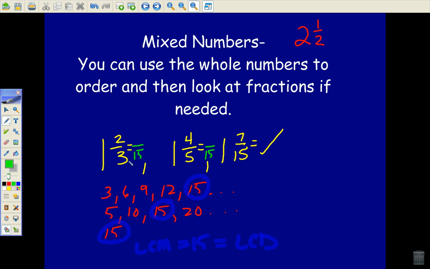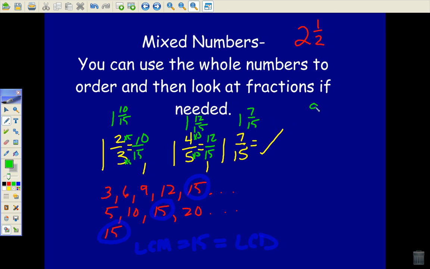3 times what is 15? Times 5. So 2 times 5 is 10. So I could look at this one as 1 and 10/15ths, and that is equivalent to 1 2/3. 5 goes into 15 3 times. So 4 times 3 is 12, so I can look at that as 1 and 12/15ths. And this is the 1 and 7/15ths. Now, I'm using these to help me, but when I write them down, I have to use the originals, okay?